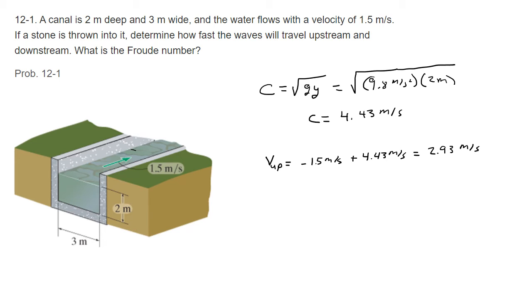In other words, although the water is flowing down at 1.5 meters per second, the wave is going to flow back upwards at 4.43 meters per second relative to the water. So you have to take the difference when it's going upstream. Now going downstream, the velocities are going to add. So going downstream is simply 1.5 meters per second plus 4.43 meters per second. So it adds up to be 5.93 meters per second.